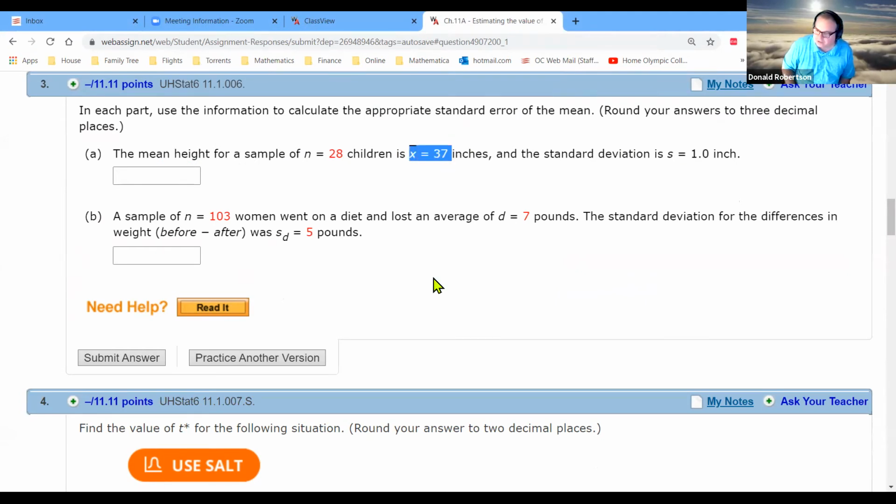Do you notice that the standard error doesn't use the X bar value? So if I was doing this question, wouldn't it just be 1 over the square root of 28? Does that make sense? And for this one, it would be 5 over the square root of 103.